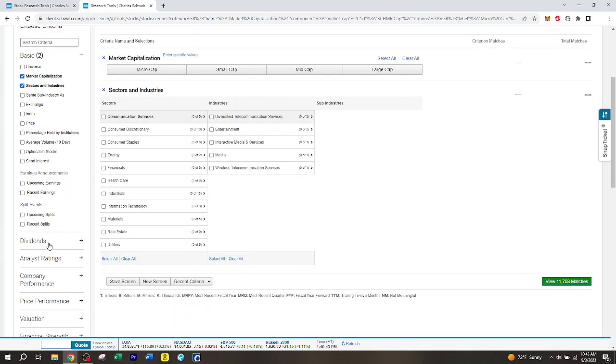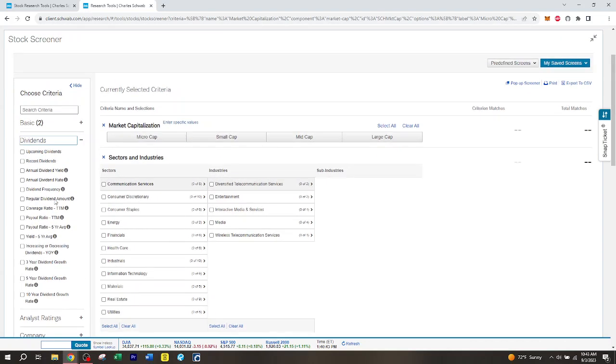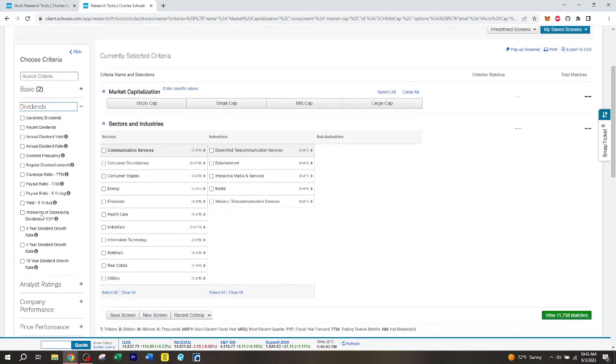And then if you go to dividends, you can do some dividend screeners. Good ones here, the annual dividend yield, the payout ratio over the trailing 12 months, payout ratio of the 5-year average. You can see have the dividends been increasing or decreasing year over year, and then you can also screen for the 3-year CAGR, the 5-year CAGR, and the 10-year.